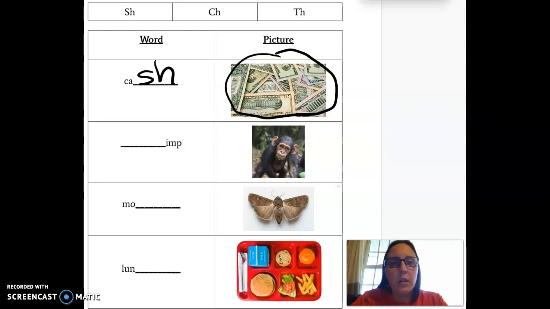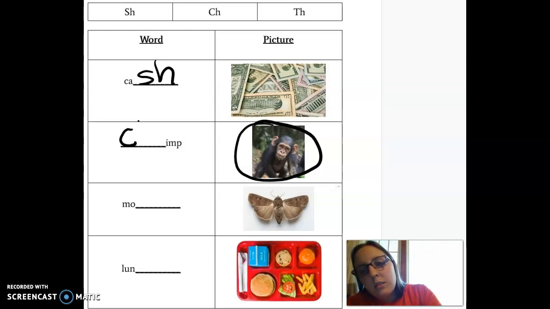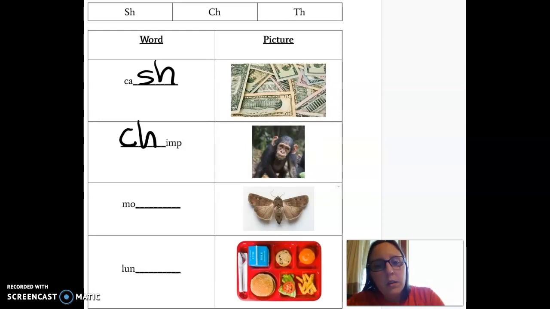Okay, moving right along is the next picture. Such a cute little picture. This is of a baby chimp. So listen to that carefully. Ch-imp, chimp. What goes at the beginning of the word chimp? SH, CH, or TH? If you said CH, you're correct. Ch-imp, chimp.